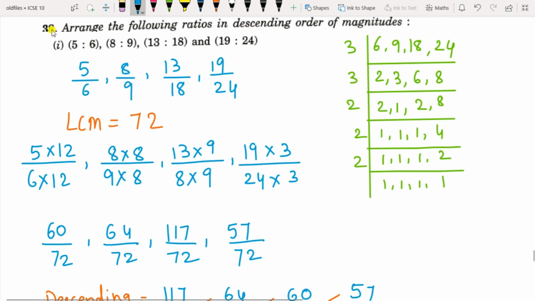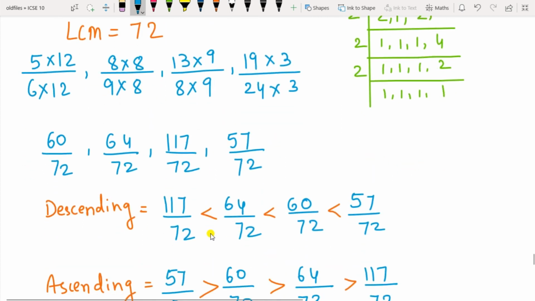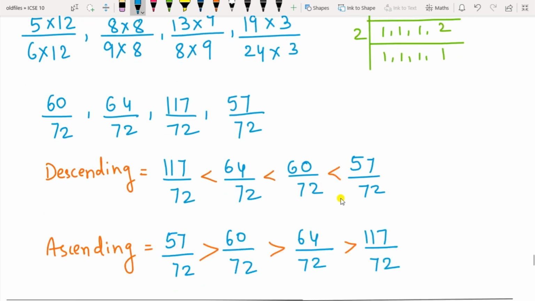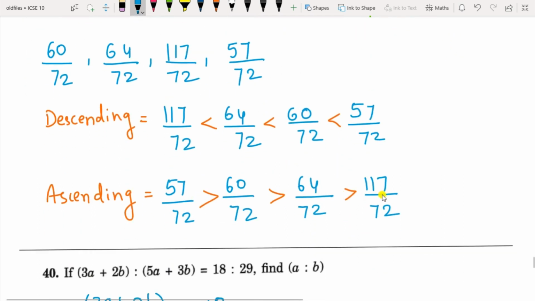Question 38. Arrange the ratios in descending, or similarly it can be asked for ascending order of magnitudes. So these ratios have been given, 3 or 4 ratios can be given to you. Write in the fraction form, take the LCM of the denominators, it is 72 in this case. Multiply each of the terms so as to get 72 as a denominator. So this is the ratio. We have changed all the denominators to the same. Okay, now you can write in the descending order by comparing the numerators. So this is the descending order, and similarly the same question can be done for ascending also.